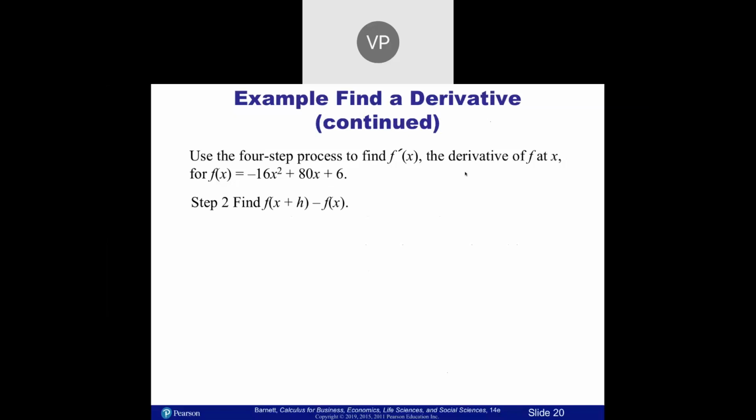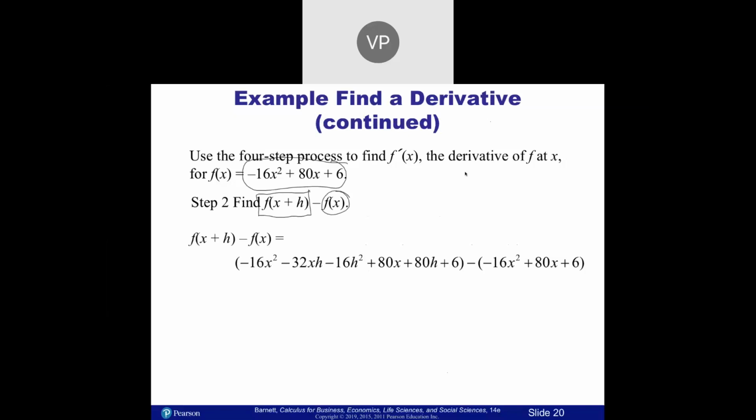Well, everything we just found goes right here. And then we take the function and we're going to subtract it right here. So look at this for a second. See what you get. F of x plus h is all of this. F of x is all of this. And don't forget you have to subtract it. That's why there's a parenthesis on that far right side.